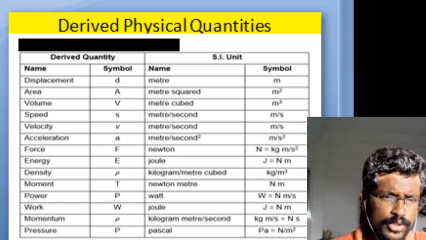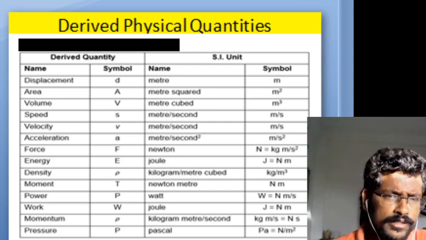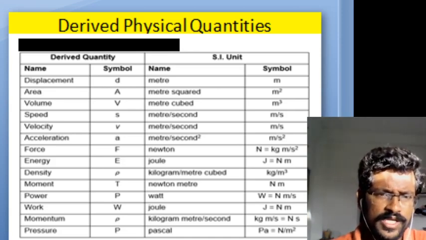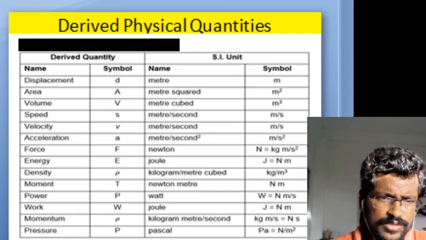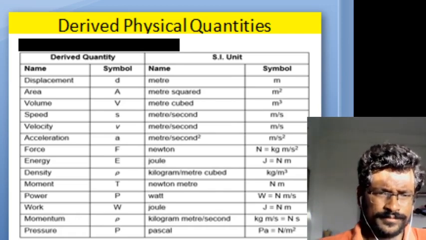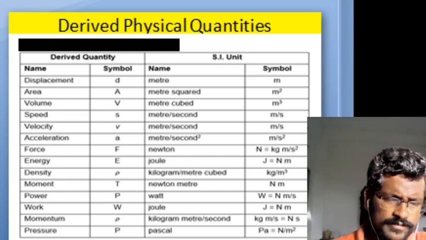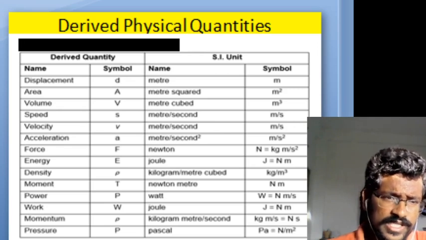Okay, now we are going to look into energy. Energy is the ability to do work. It is denoted by E. The SI unit of energy is joule. One joule equals newton meter, and equals 10^7 ergs. Erg is the CGS unit of energy.